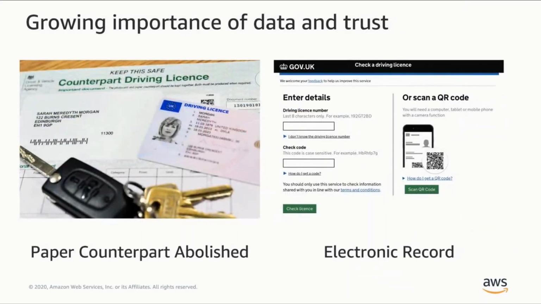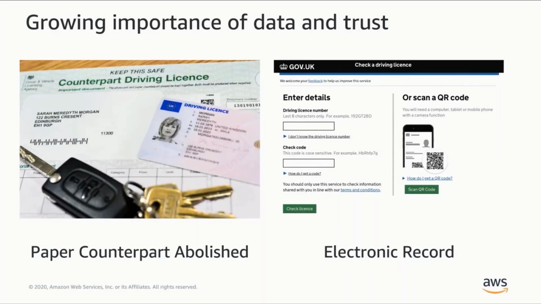And what we're increasingly seeing is the growing importance of data, the accuracy of that data, and the trust that sits behind it. If we go back just 5 years, there was a physical paper counterpart to your driving license in the UK. The paper counterpart held details about the types of vehicles you could drive and any penalty points on your license. If you received points, you needed to post the counterpart off to get them added, and then it was returned back to you in the post.